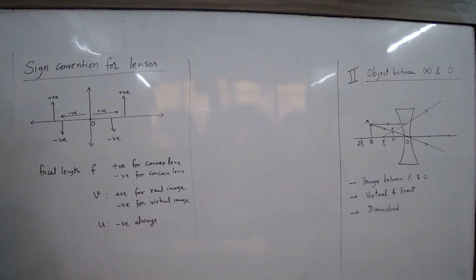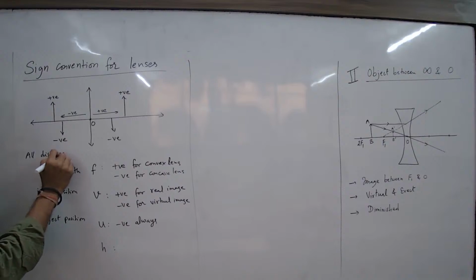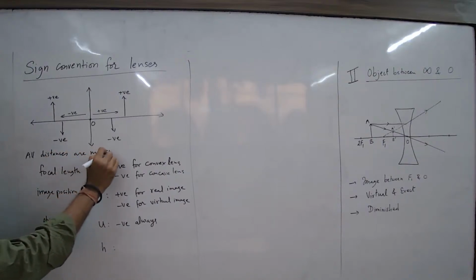Then what about image size? Object size, h, is positive; for image, h is negative for real, positive for virtual. Image position. Object position, where is it from O? Object position from O. Everything from O. So note all distances are measured from O.